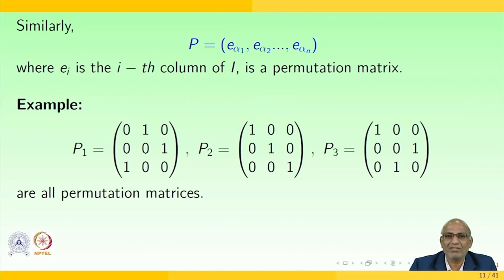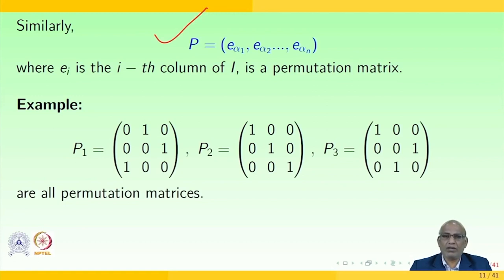Similarly, you can write this P as P is equal to E alpha 1, E alpha 2, E alpha 3, ..., E alpha n, where Ei is the ith column of I, which is a permutation matrix.